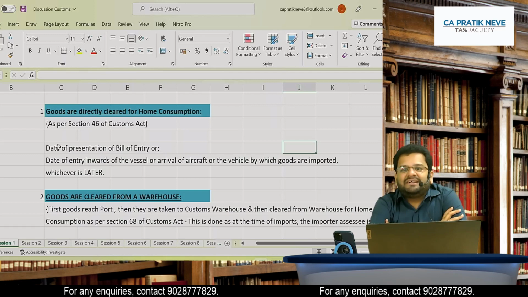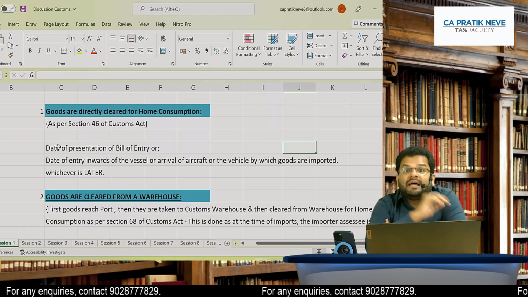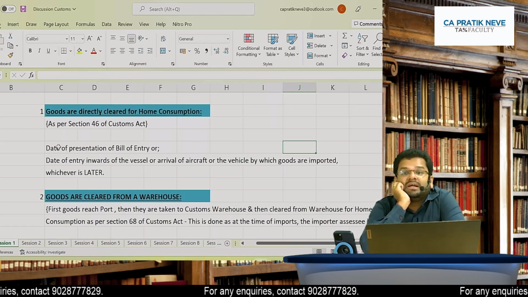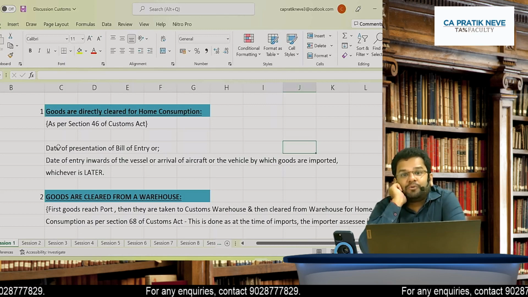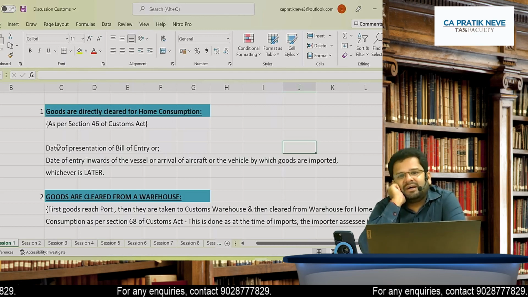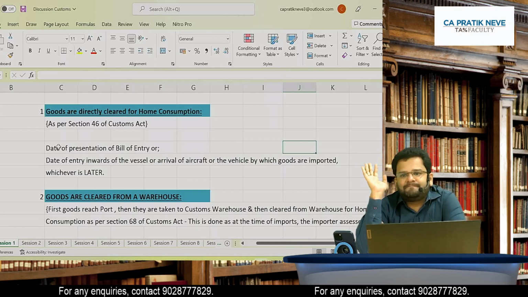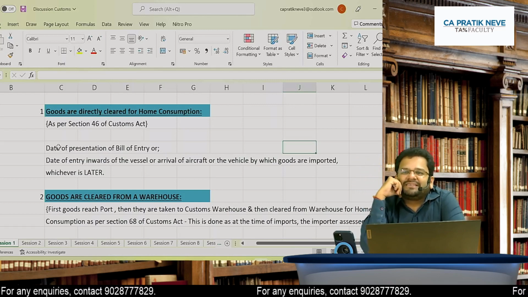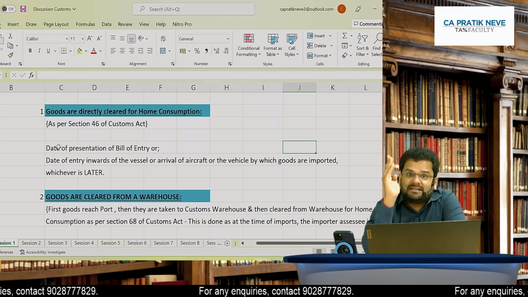And since this is a revision batch, let me tell you that as on date of presentation of bill of entry you will take the rate of exchange. Yes, you have to take the rate of exchange as on date of presentation of bill of entry. Okay, why one needs to consider rate of exchange? So that they can find out assessable value.